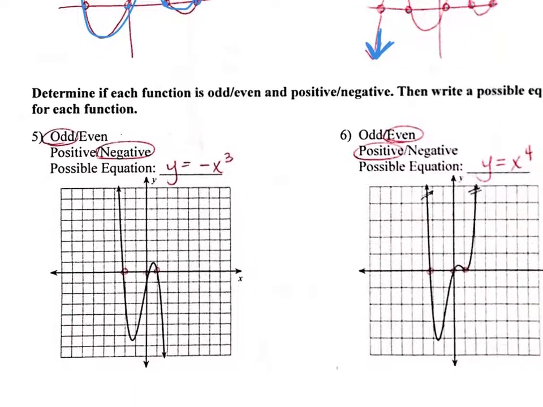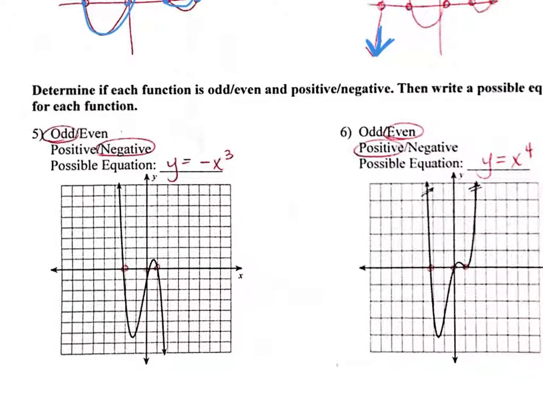All right, questions 5 and 6, still kind of the same thing. Odd because these are going opposite directions. Negative because the right side is down. And then a possible equation would be negative anything, x to the third, and we say to the third because there are 1, 2, 3 roots here.